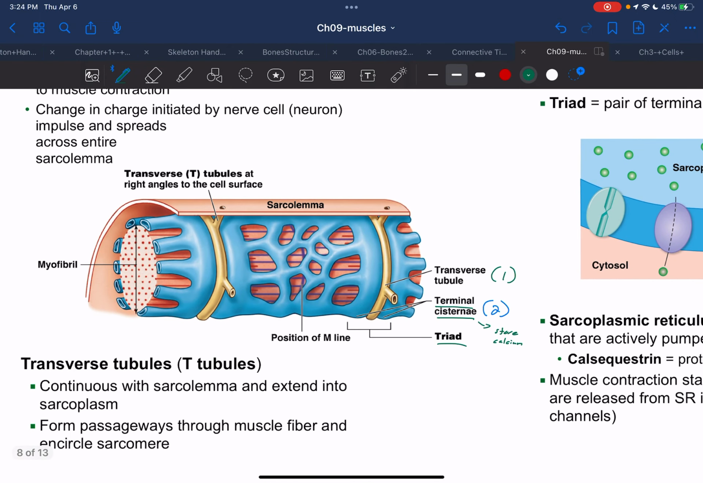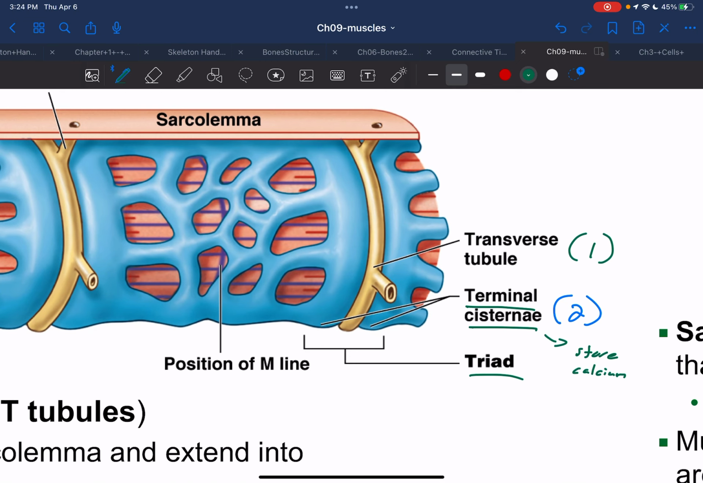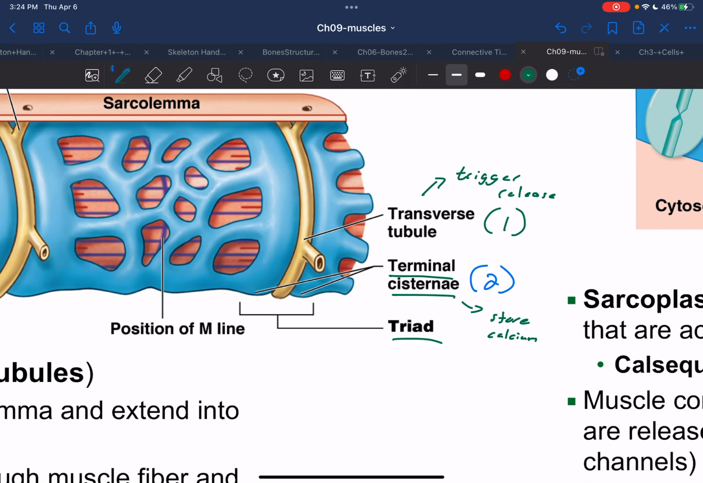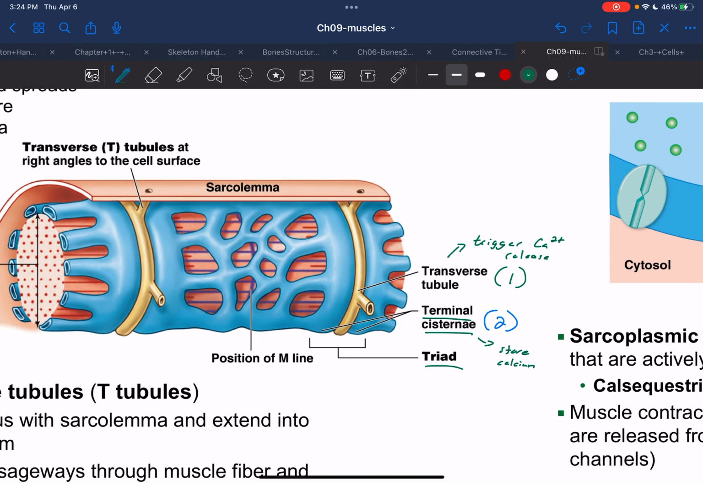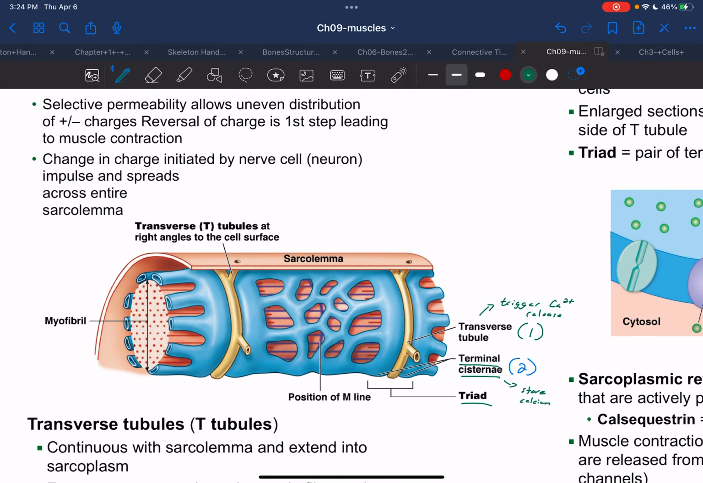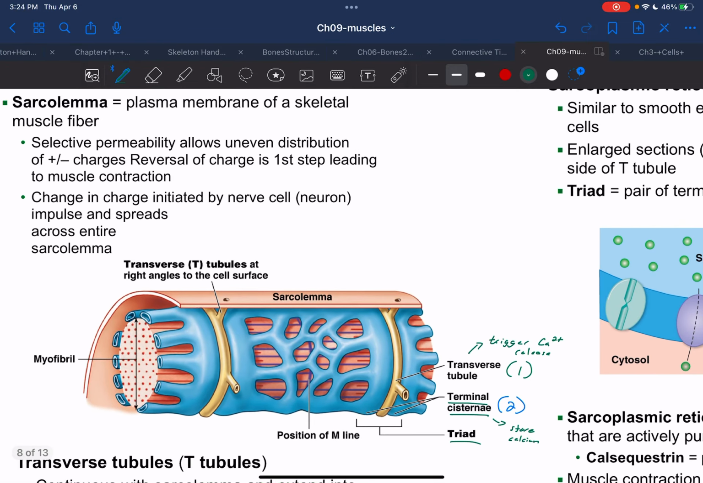And the T tubules are what are going to trigger the release. So I'm going to put transverse tubule triggers calcium release. Very good. Triggers calcium release. Nice. So the transverse tubule triggers the calcium release. The terminal cisternae release it and restore it when necessary.